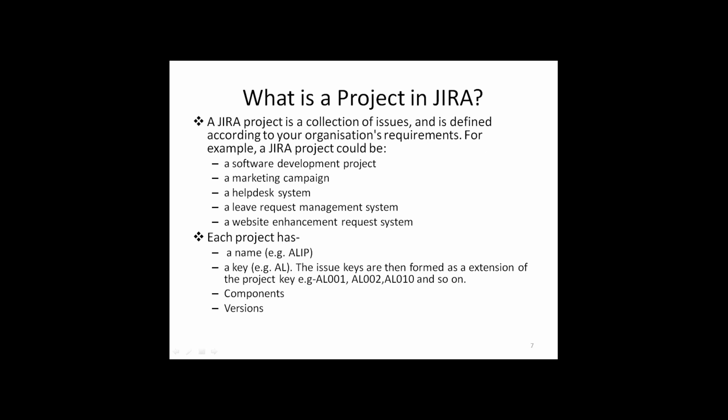Now here we have taken a project name as an example, ELIP, that is Accenture Life Insurance Platform. Each project will have a name. Then a key. A key will be a unique identifier. For example, AL is the key. The issue keys are then formed as an extension of the project key. So the project key is AL, and the issue keys will be AL001, 002, 010, and so on. Then components and versions. These are the four items each project will have.